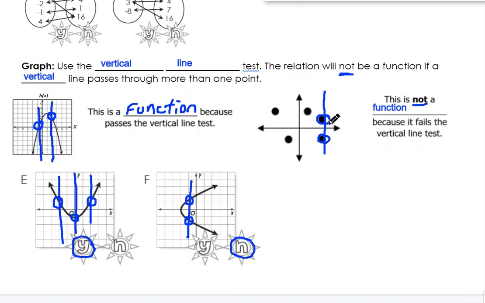So that is function or not a function. If something's not a function, it's still called a relation. A relation is anything. It could be any graph or table or ordered pairs you look at, or any mapping you look at. All those are called relations. Functions are a special set of relations. So that is function or not a function, and that is how we do that.